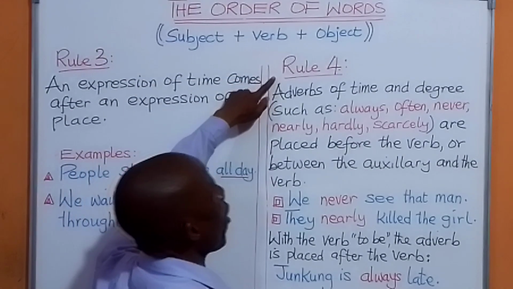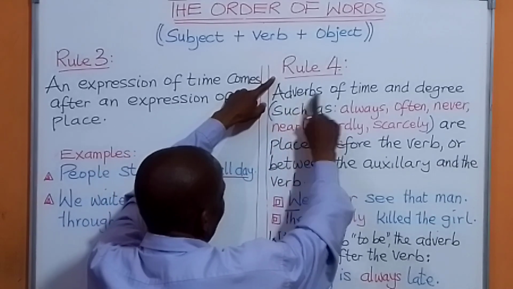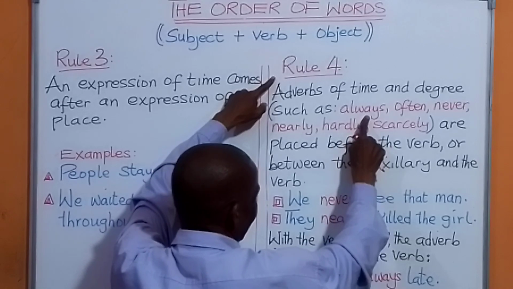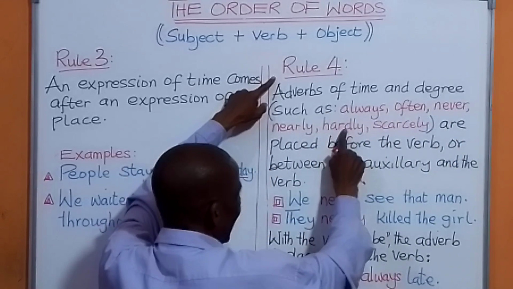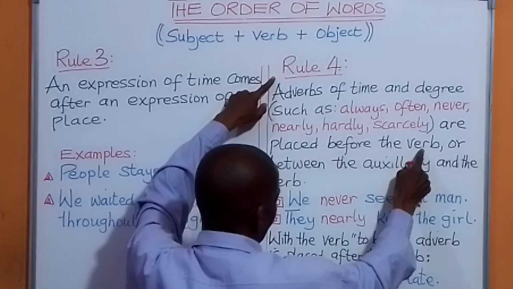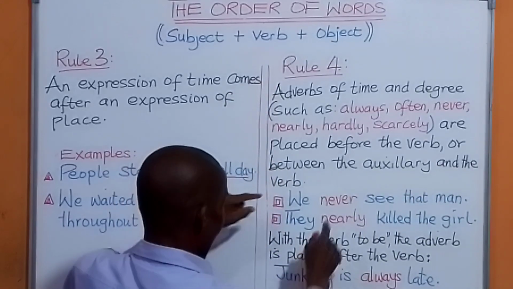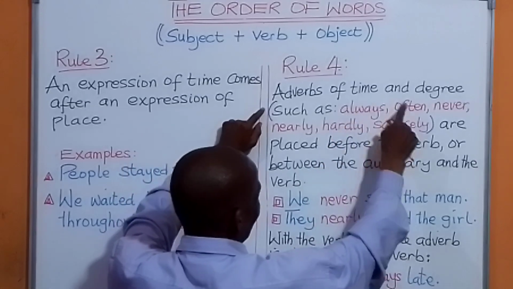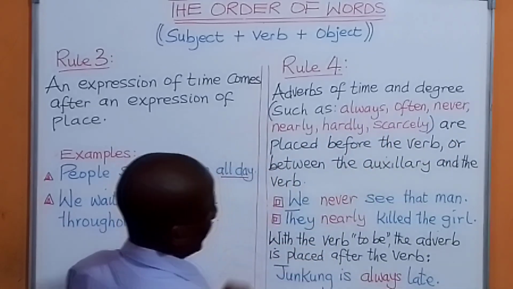Let's go to rule 4. What does it say? Adverbs of time and degree, such as always, often, never, nearly, hardly, scarcely, are placed before the verb or between the auxiliary and the verb. Always, often, never, nearly, hardly, and scarcely.